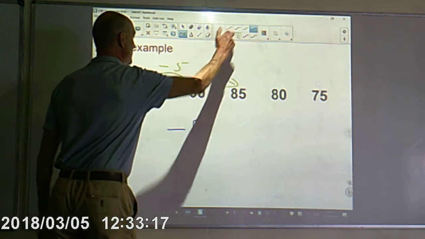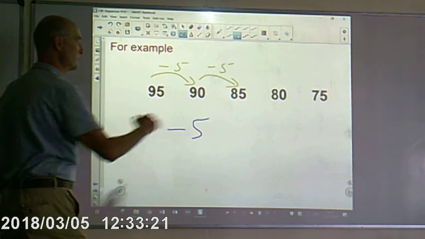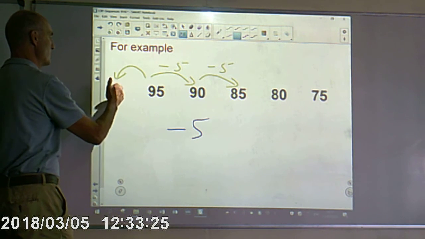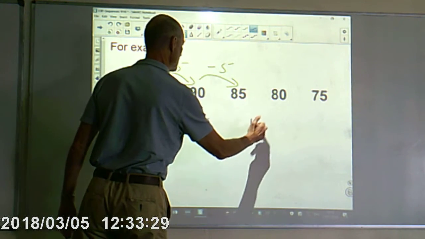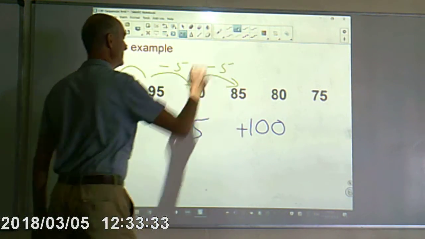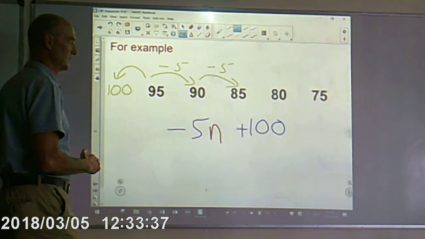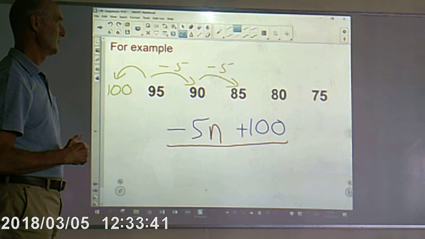I need to get my previous term. I've got my first term, second term, third term, fourth term, fifth term in the sequence I've been given. What would my previous term be? My previous term would be 100. That's the second number I need to grab hold of. And it's a positive 100. Now I need to bang in my n. That is my nth term, my general nth term.